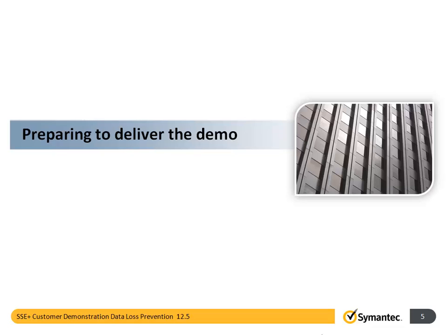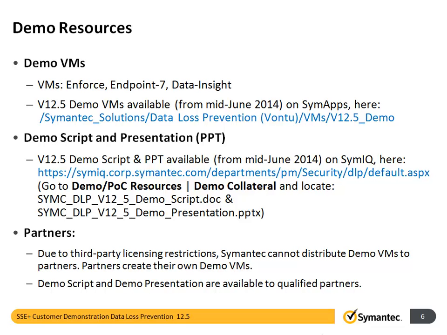Preparing to deliver the demo. The resources that are available for the demo are the demo VMs and the demo script and accompanying presentation. The VMs, which you'll see later in the training, are basically 3. One's called Enforce, one's called Endpoint 7, and one's called Data Insight. Enforce has a single-tier installation of Enforce, Oracle, and a detection server, which is configured to cover multiple channels.